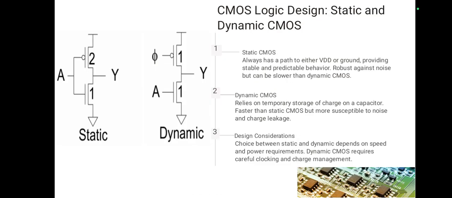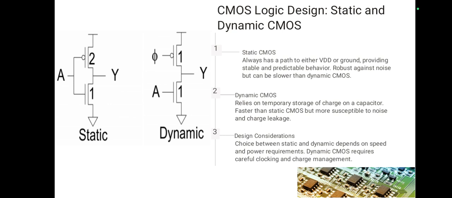Next we come to the basic types of complementary metal oxide semiconductor, how it is designed, and the types described in detail. Static CMOS always has a path to either VDD or ground, providing stable and predictable behavior, robust against noise but can be slower than dynamic CMOS. Dynamic CMOS is the type of CMOS which relies on temporary storage of charge on a capacitor. Faster than static CMOS but more susceptible to noise and charge leakage.